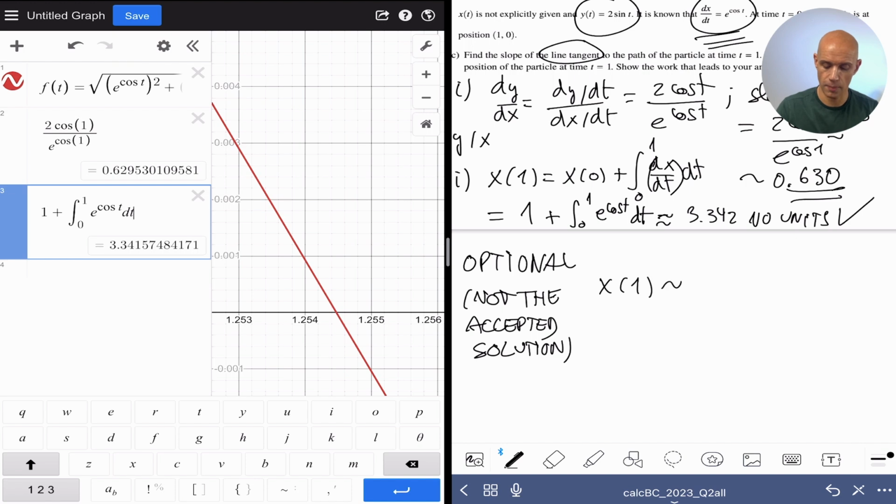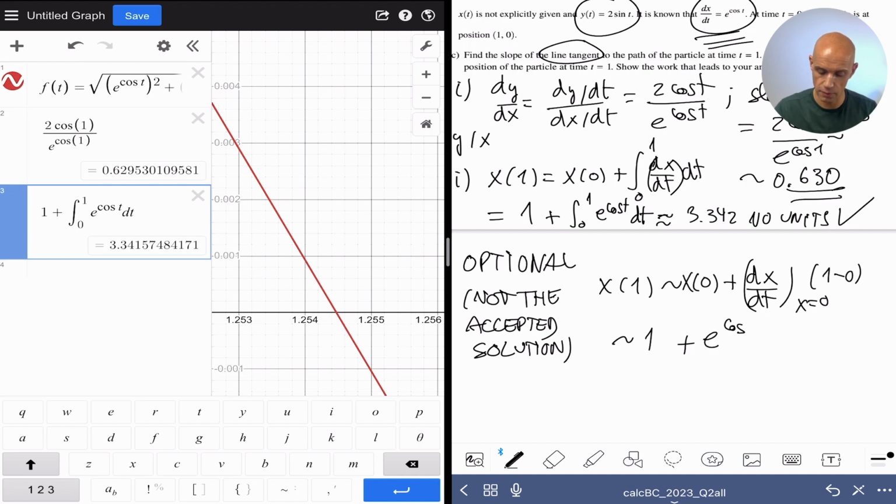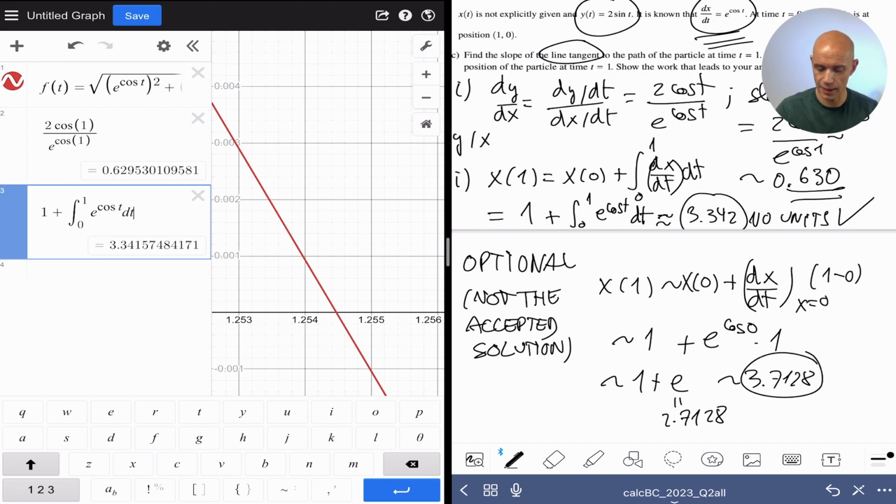So x of 1 is going to be approximately x of 0 plus the slope of x. Be careful because it's not the slope of y. So it's dx divided by dt at t equal to 0, times 1 minus 0. And this is 1 plus dx/dt. Remember, it was this thing, so cosine of 0 multiplied by 1. So it's approximately 1 plus e. And this is 2.7128, so this is 3.7128. Now notice that the value is greater, so it was an overestimate, right? How can we know that?